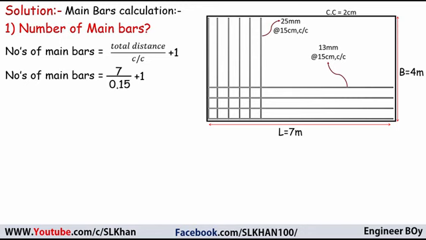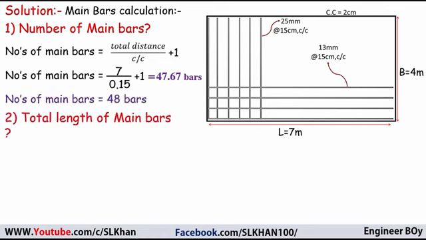Why do we add 1 over here? Because if we divide the total distance by center to center, we get the number, and this is going to start from here. As you can see, if you look at the cursor, we provide 1 bar at the start over here. That's why we add plus 1 in the formula. So the number of main bars is 47.67 bars, which is not a complete value. We can round it to a complete figure, and that is of course 48 bars.